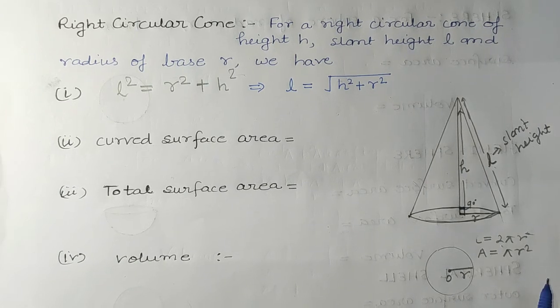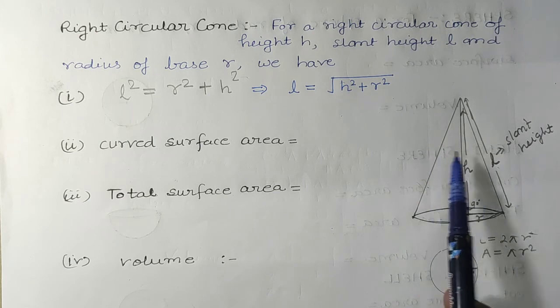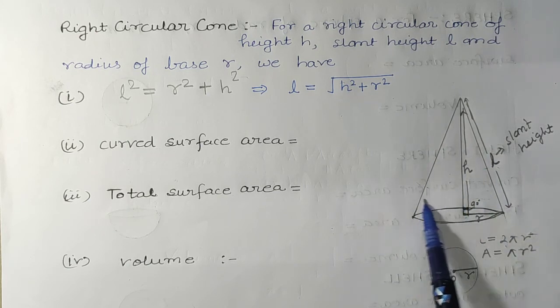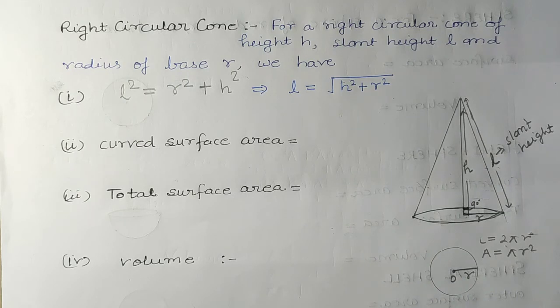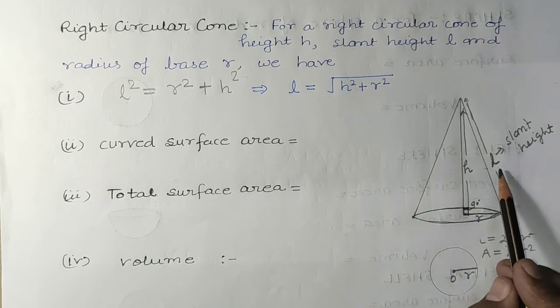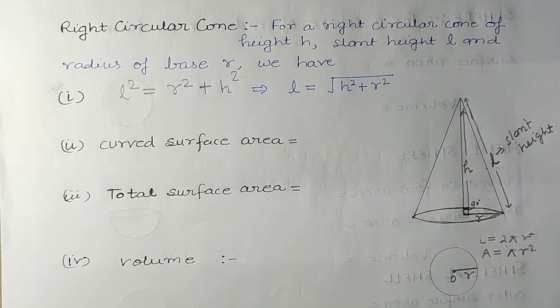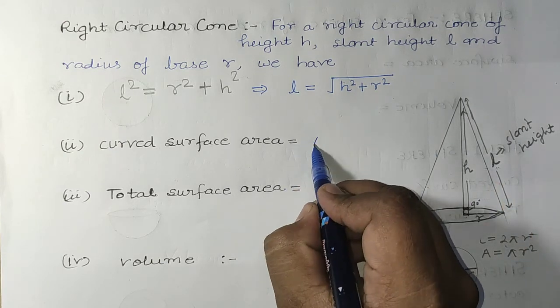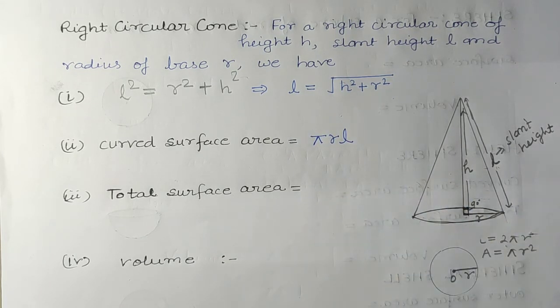Now let us talk about the curved surface area. See, this rounded part is the curved surface area of this cone, and this cone is rounded about h. So you can say that its curved surface area is simply pi r l. So the curved surface area of a right circular cone is pi r l. What is the total surface area?